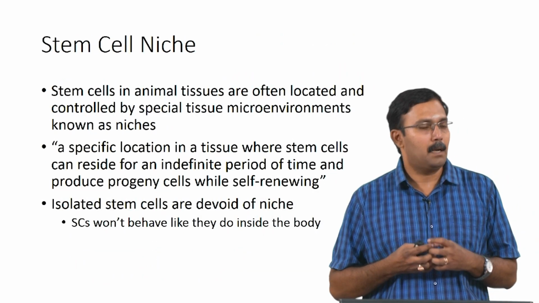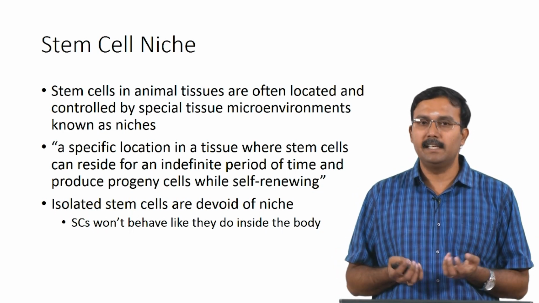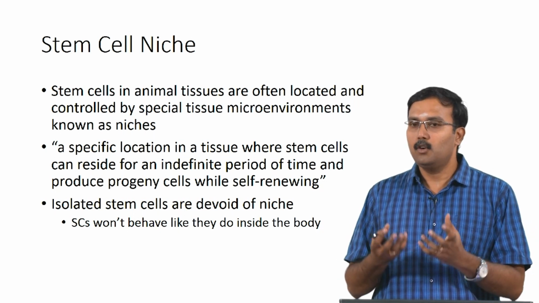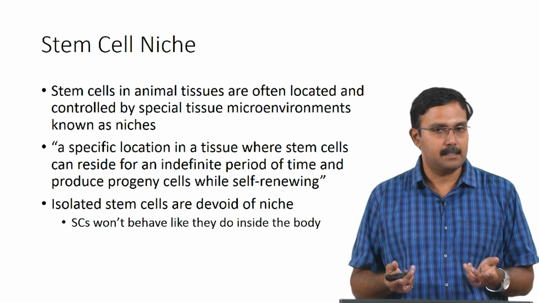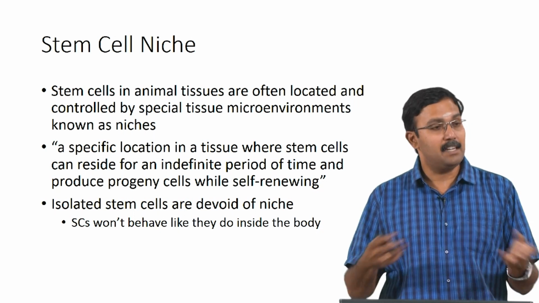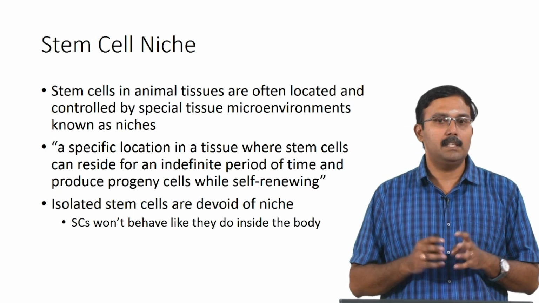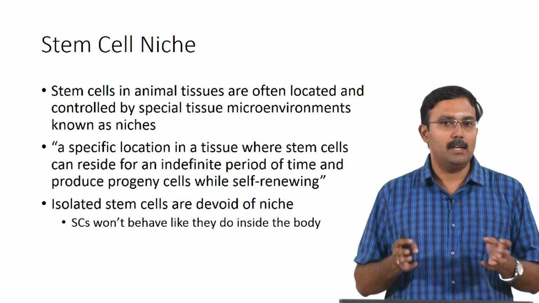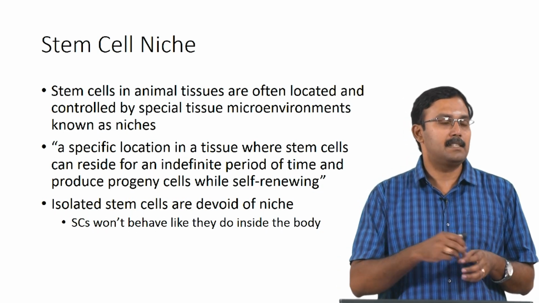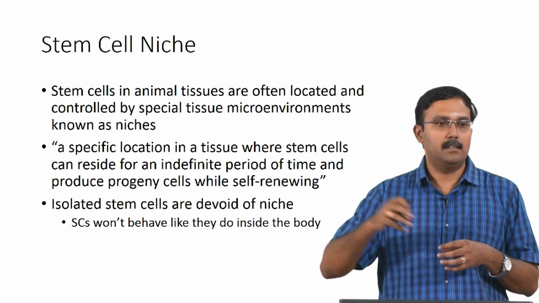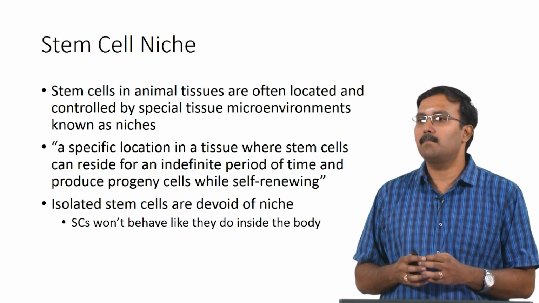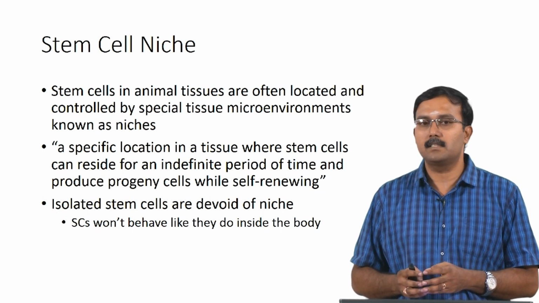So, stem cells are present in your body in a place called the stem cell niche. This is a microenvironment which is well controlled to maintain the stemness of the cells. It is a specific location in which the cells can reside for an indefinite period of time without differentiating. They can produce progeny while self renewing, in the sense that they can go through asymmetric division, and the cell which is fated towards differentiation will leave the stem cell niche, and the cell which is going to remain with the same multipotency will remain in the niche itself.